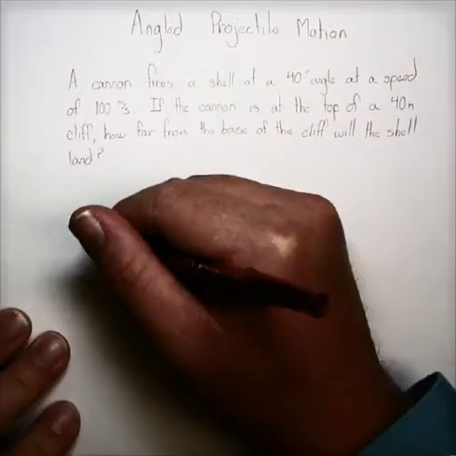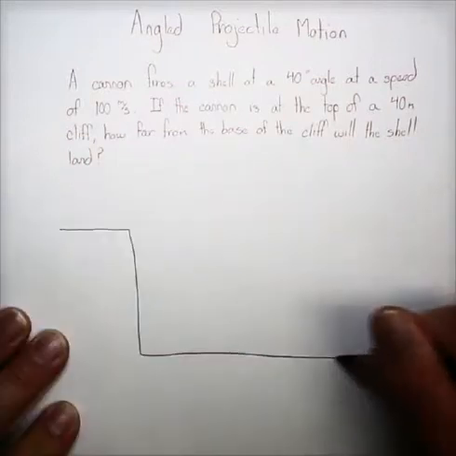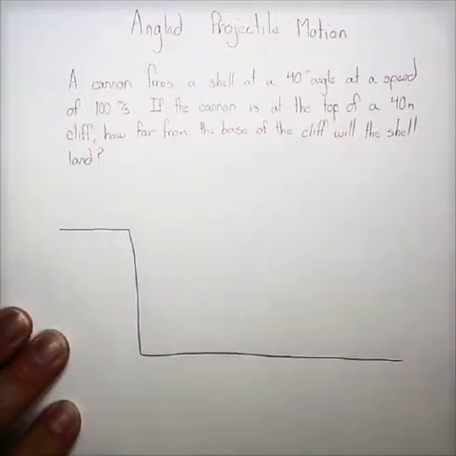Alright folks, we've got a doozy of a problem now. We're talking about projectile motion problems, so this is in 2 dimensions, but now our velocity is going to be at an angle. So here's the issue of a cannon firing a shell at a degree angle at a speed of 100 meters. If the cannon is on top of a 40-meter cliff, how far from the base of the cliff will the shell land? So as is always, drawing a picture will be a fantastic help.